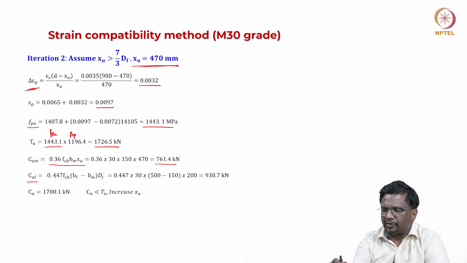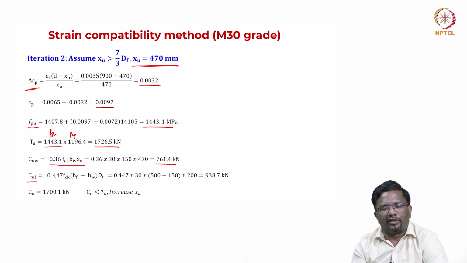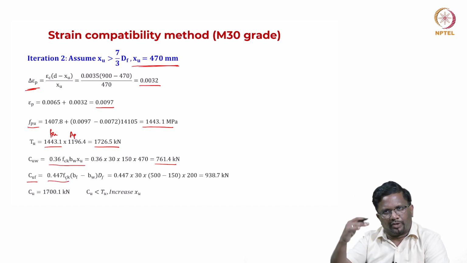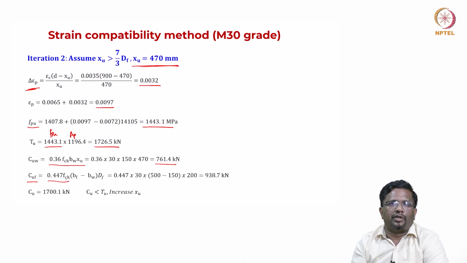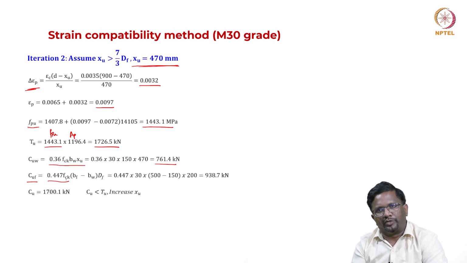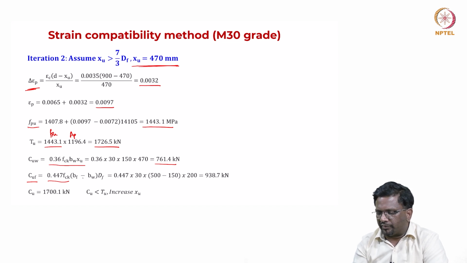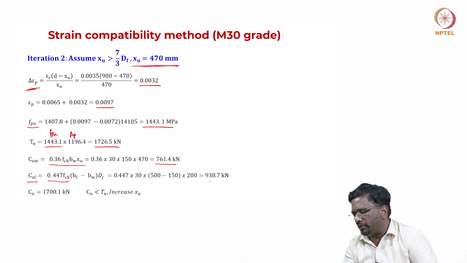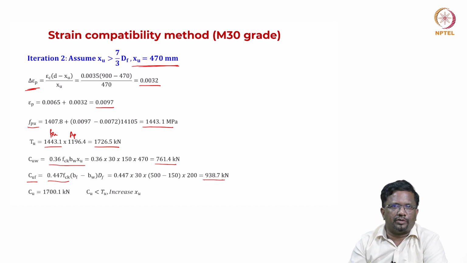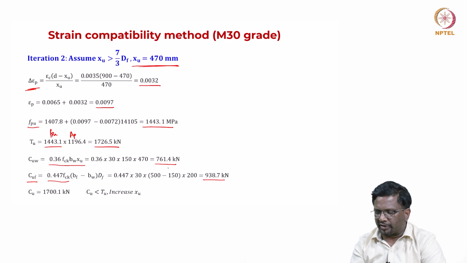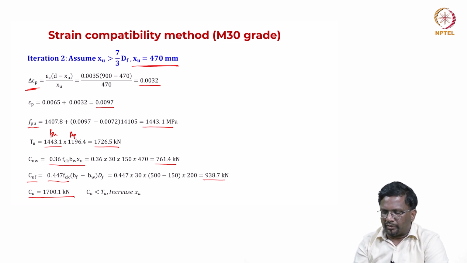Now, the compression force for satisfying the web only is 0.36 FCK BW into XU, that is 761.4, and for the flange, because we have assumed XU is greater than 3/7 of DF, everything will have 0.447 because the depth of the flange is less than the constant region of the stress block, which is equal to 3/7 of XU. So, your entire stress is 0.447 FCK. So, if you substitute that you get 938.7 kilonewton. So, when you add both of them, 938.7 plus 761, it is working out to be 1700 kilonewton.